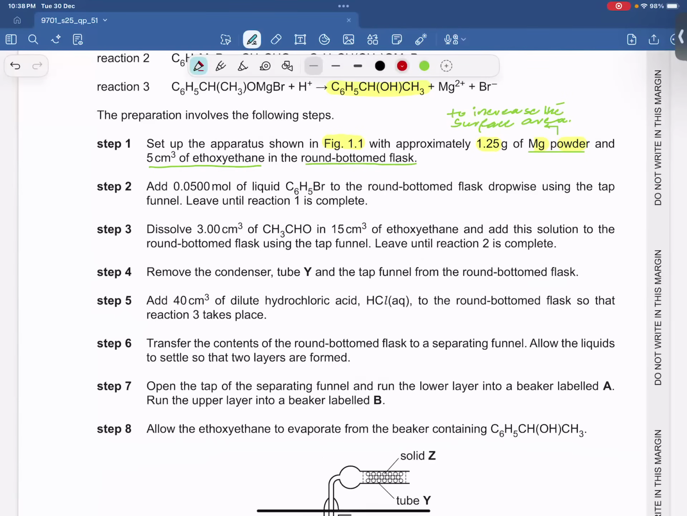Now, the most important thing is 0.05 moles of bromobenzene. That's a very, very important value of bromobenzene. We need to remember this value. Add it to the round bottom flask dropwise. Why dropwise? To prevent a violent exothermic reaction.